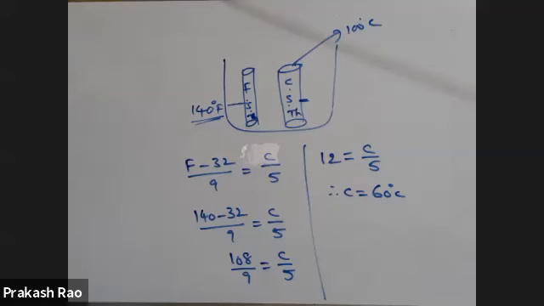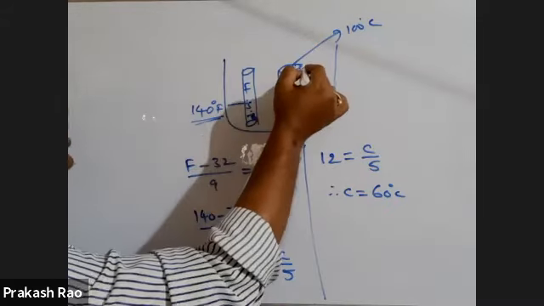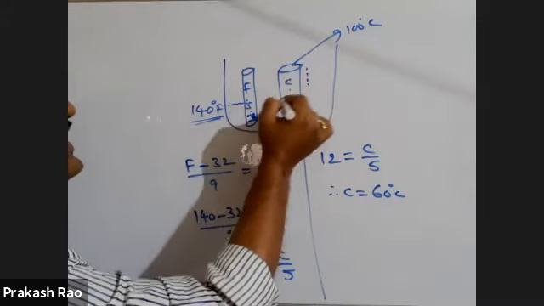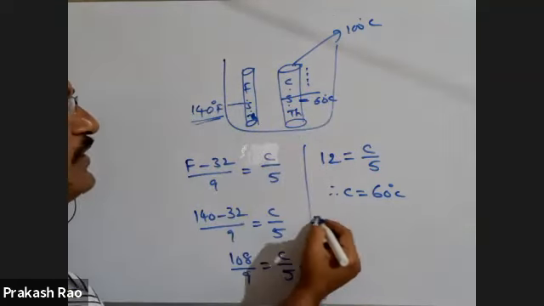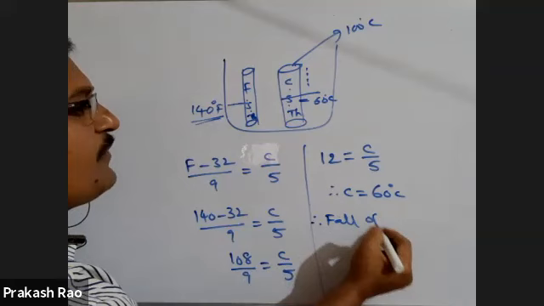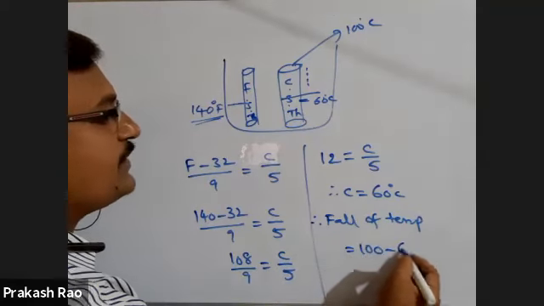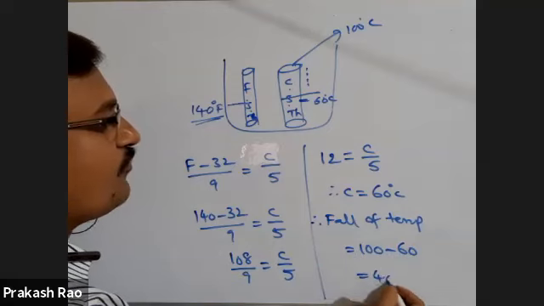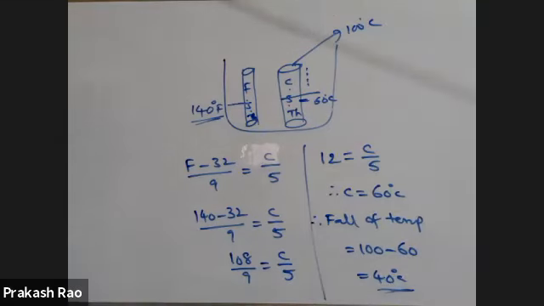This is not your answer, my dear students. It means that it came down to 140 Fahrenheit, so from 100 it has come down to 60 degrees centigrade. How much is the fall? Therefore, fall of temperature is equal to 100 minus 60, which is equal to 40 degrees centigrade. This is the fall of temperature.